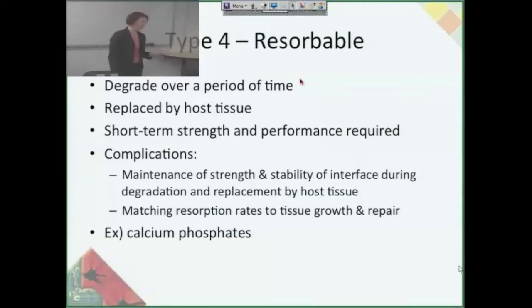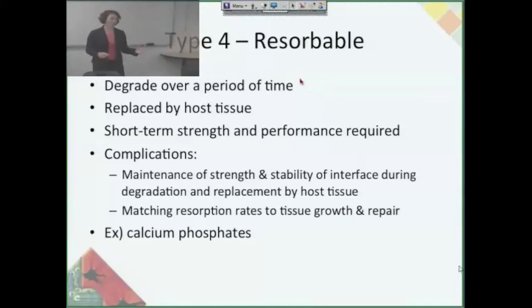But there are some complications that make this a really challenging approach. First of all, they need to have some initial properties that allow them to withstand the loads that are going to be on them, especially in something like a knee joint or a hip joint. And then as they're degrading, they need to transfer some of the load bearing responsibility to the new bone, but still maintain it, and the interface needs to maintain its integrity too. And then you also have to match the rate of resorption to the new bone that's forming, or you would have some gaps there, which of course is going to be a huge potential mechanism of failure.